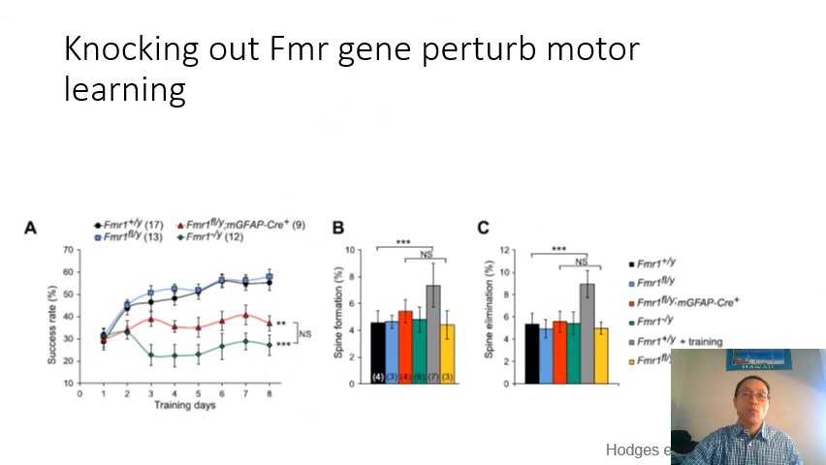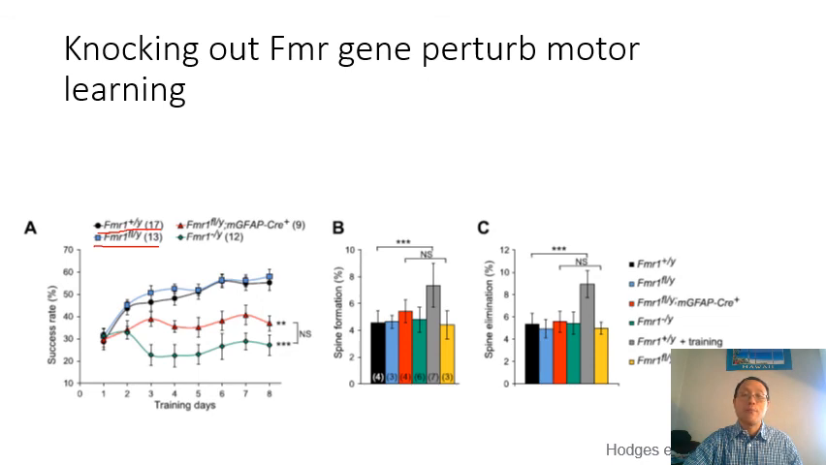Okay, so the next thing they wanted to show is whether knocking out the FMR gene, the Fragile X mental retardation gene, globally or in astrocytes specifically can perturb motor learning, and it turns out that it does. Here you can see that in black is the wild type animal, and in blue is what I'll call the fake knockouts, because this is basically a flox animal without the Cre, so without the proper combination.